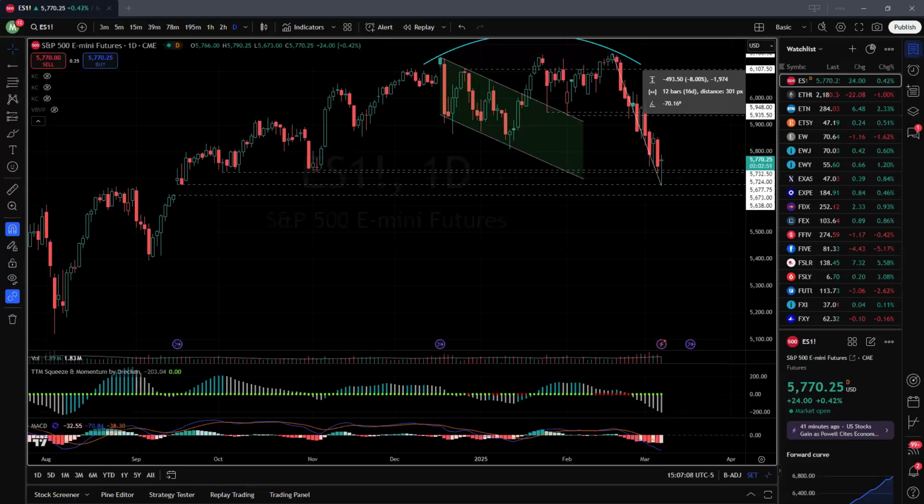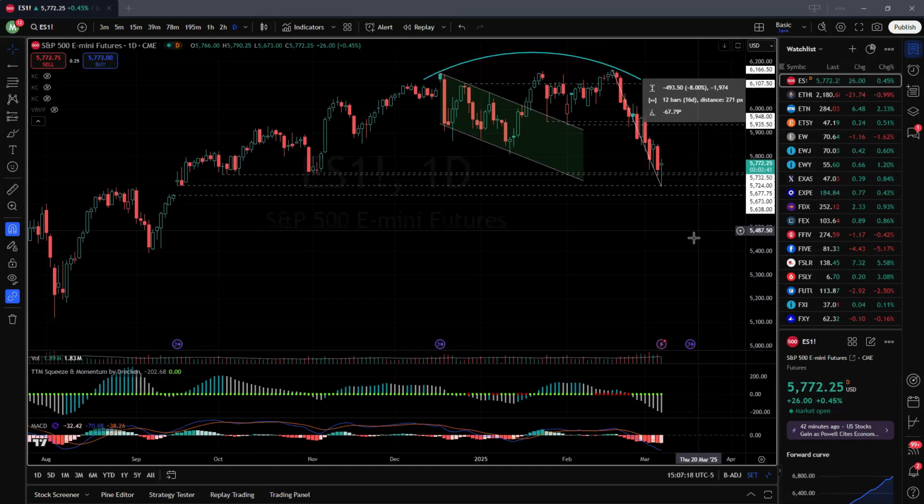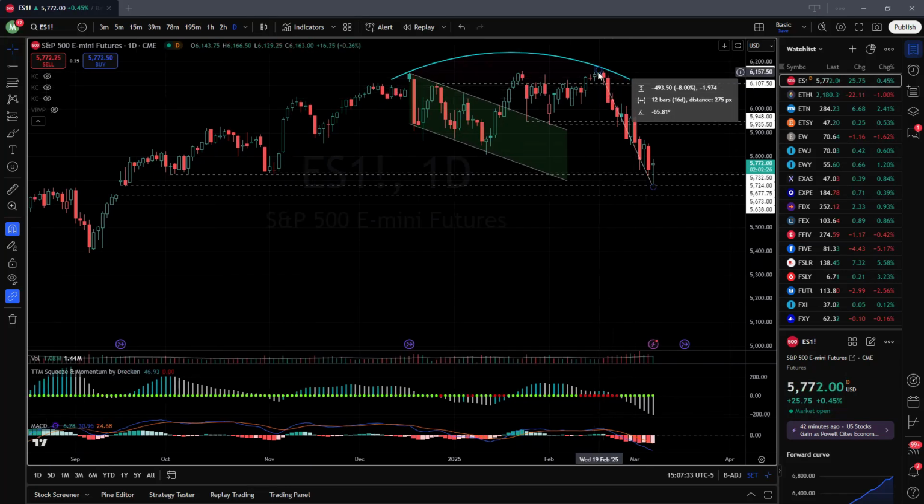All right, so we are looking here at a daily chart of the S&P 500 futures contract. This is ES, and one candle represents one trading day. As you can see, we've been coming down for about 16 calendar days, or 12 trading days, from where we made, I guess, a contract high and an all-time high in the S&P. That high was on February 19th.